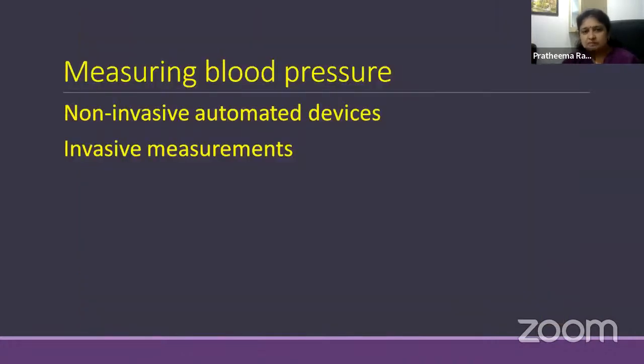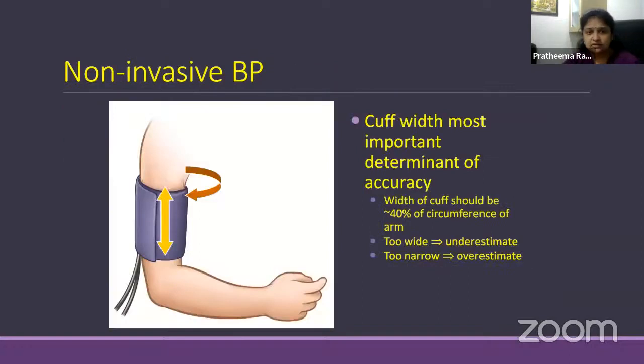So how do we measure the blood pressure? So non-invasive automated devices and invasive measurements. We know that we went through the arterial line in detail. So non-invasive, I just want to touch upon the simple basics because this is the first thing that we take in our hand before starting the patient on any other monitoring.